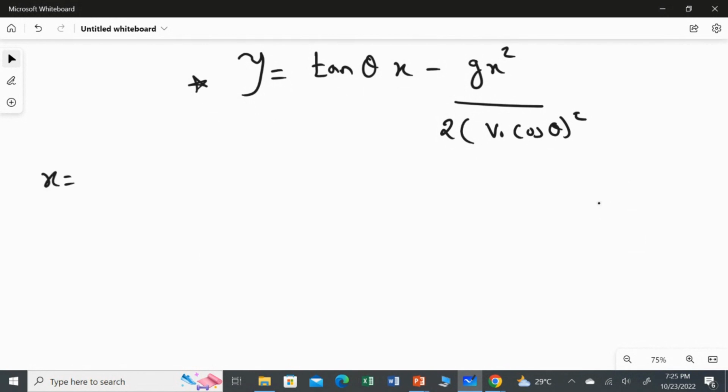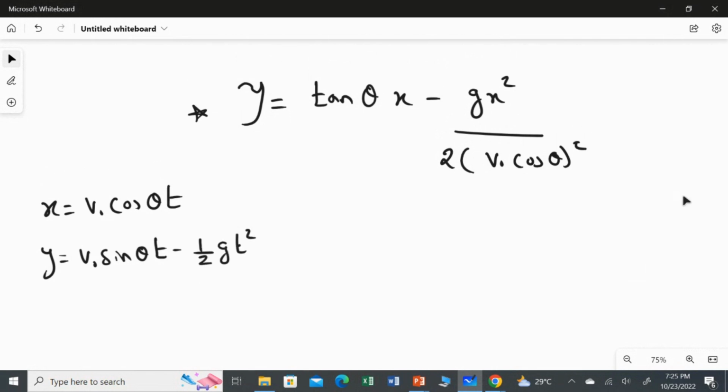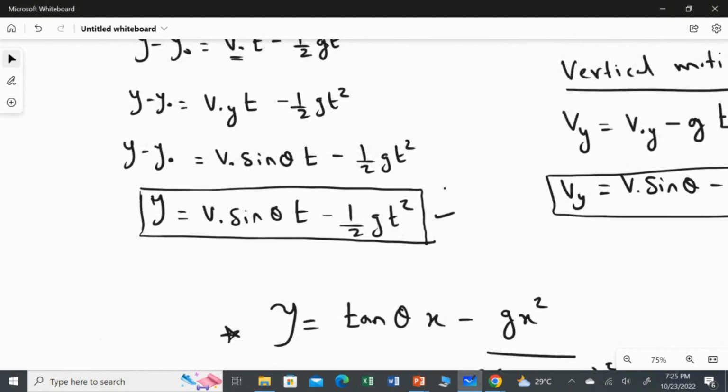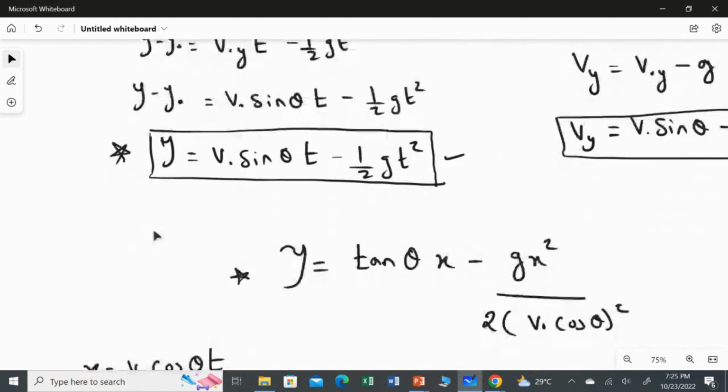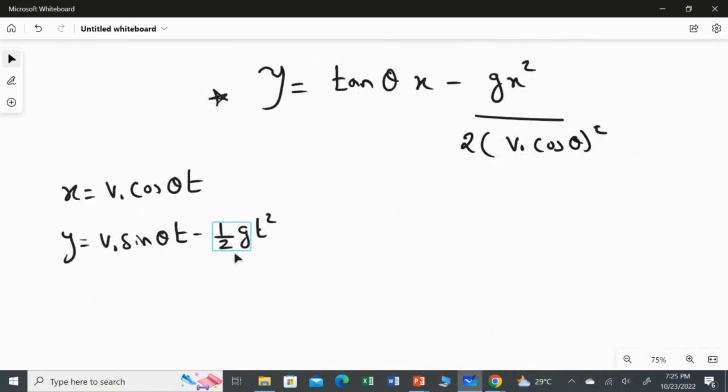X is equal to v naught cosine theta multiplied by t, and y is equal to v naught sine theta multiplied by t minus half g t square. So just before we frame, am I right? I'm using only these two equations. What are the two equations? The x equation, that means the horizontal motion equation, and then the vertical motion displacement equation. Now I'm going to use these two equations for framing this parabolic trajectory.